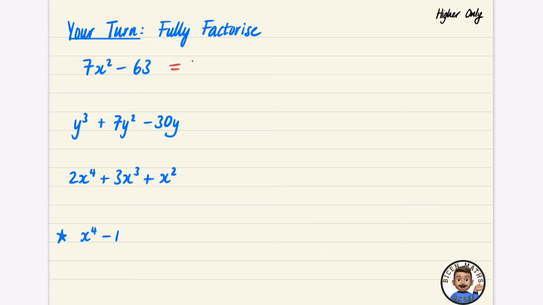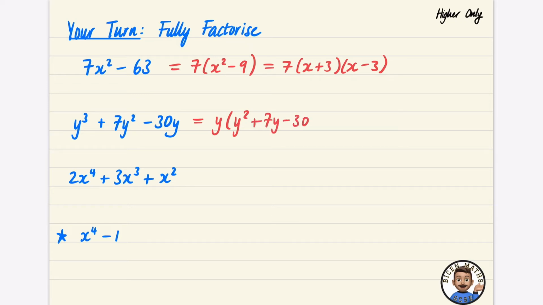Okay, so I'm going to start off by taking the factor of 7 out, so that I get x squared minus 9, and there it is, a difference of two squares again. You're going to get x plus 3, x minus 3. That is fully factorised, not fully factorised, and then fully factorised. Okay, they all have a y in common, so I'll start off by taking the y out, and then I'm just going to do my normal factorising for that second quadratic, which will be 2 brackets. It needs to multiply to negative 30, but add to 7. It's going to be 10 and minus 3.